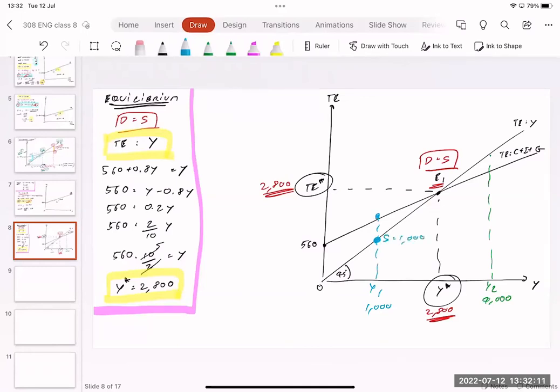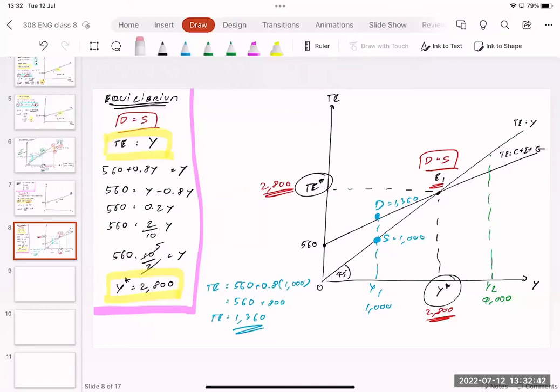How about demand? What does demand look like? The demand comes from total expenditure, right? Total expenditure equals 560 plus 0.8Y. You put 1,000 into the equation, then you get 560 plus 800. TE equals 1,360. So you know demand is 1,360. So you can easily find the gap over here.